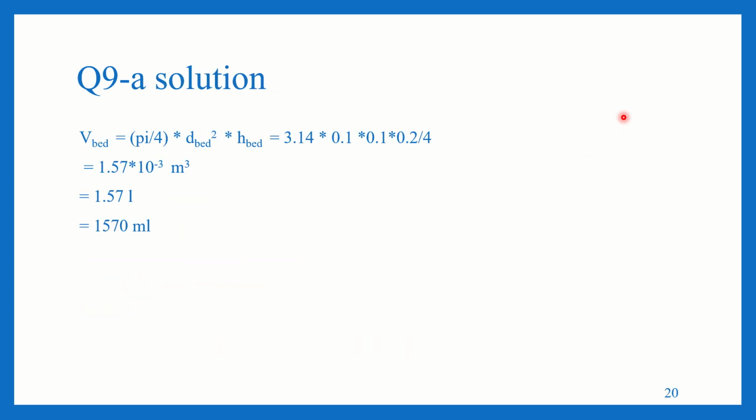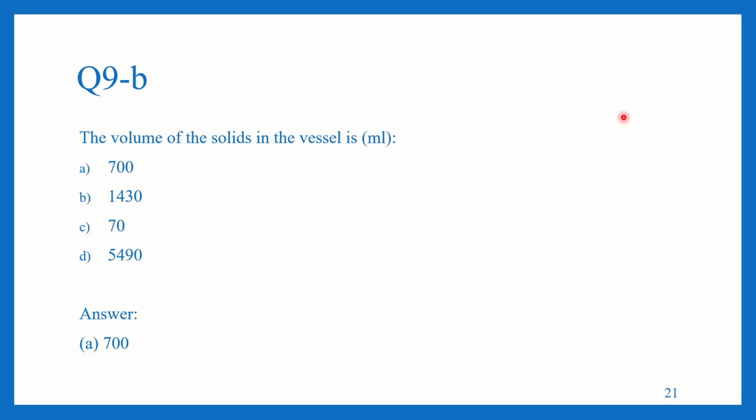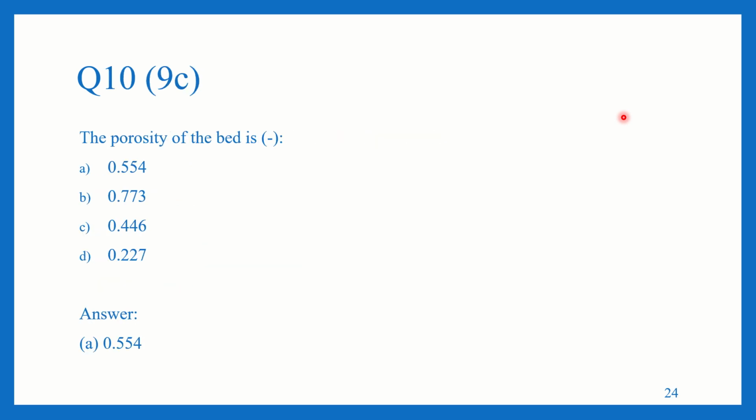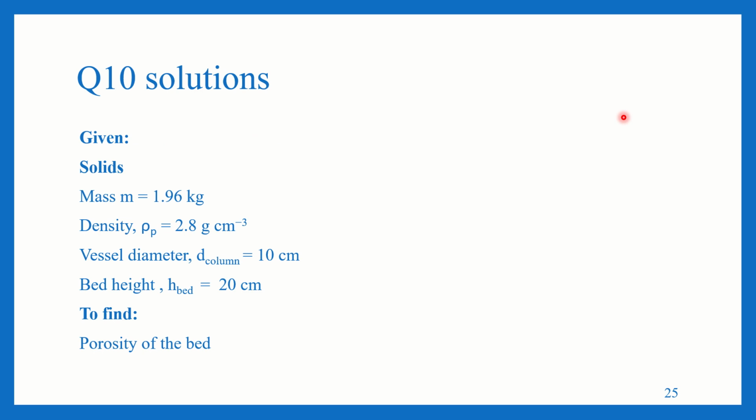Here we use the volume of cylinder formula, and here we use the mass by density formula. From this, porosity is calculated by first obtaining the solids fraction, which is nothing but the volume of the particles divided by the volume of the bed, that is the vessel occupied by the bed. So that gives the solids fraction. One minus the solids fraction gives the porosity value.